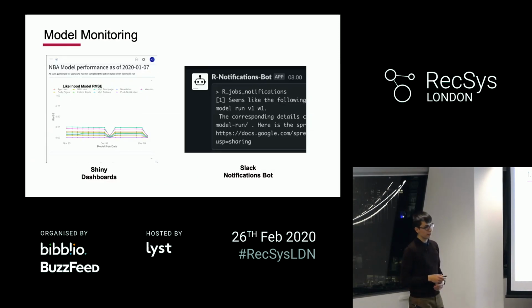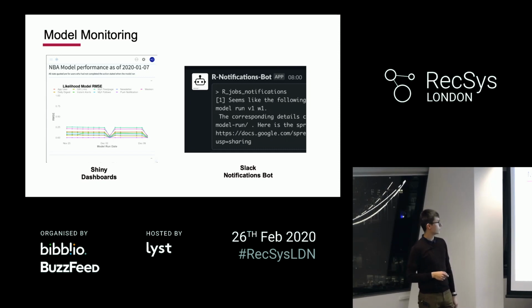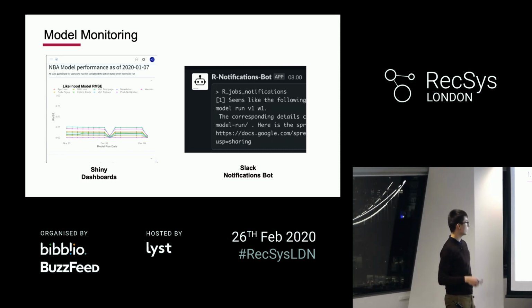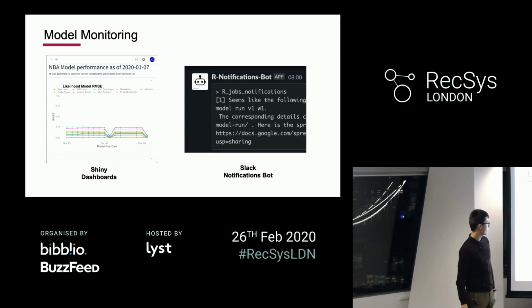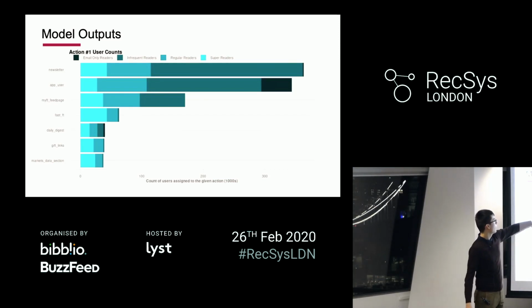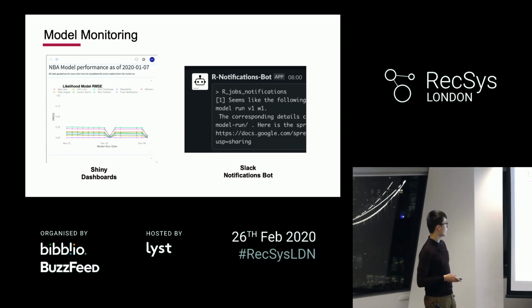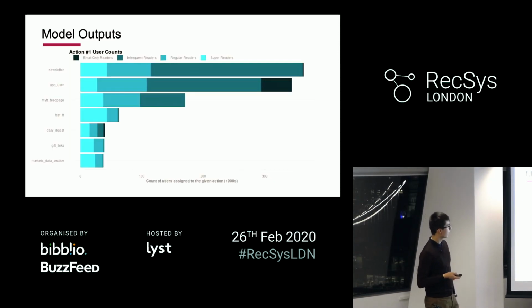In order to make sure that the performance of our model is good, we monitor it on a daily basis. We monitor it by Shiny dashboards, and both us and our stakeholders have access to those Shiny dashboards. For instance, here we have the root mean squared error of our gradient boosted machines model. This is also an example of output of our model. We also display some summary statistics just to make sure that outputs are as expected.